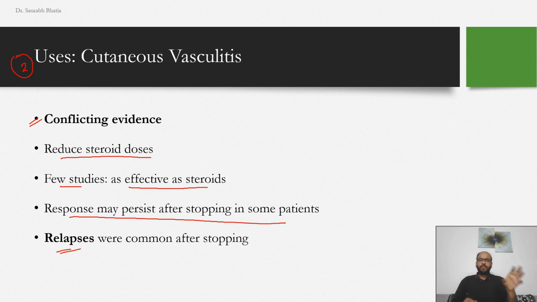And relapses take about 3 to 4 months to occur. It is variable in patient to patient, disease to disease, but relapses are a known problem with colchicine that the moment you stop, relapses happen.